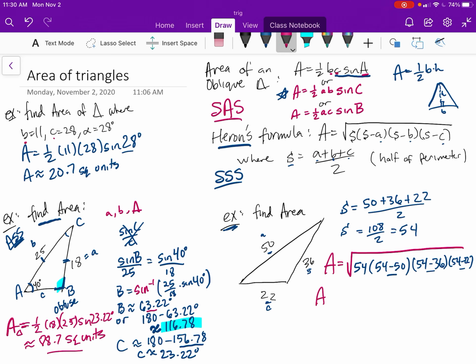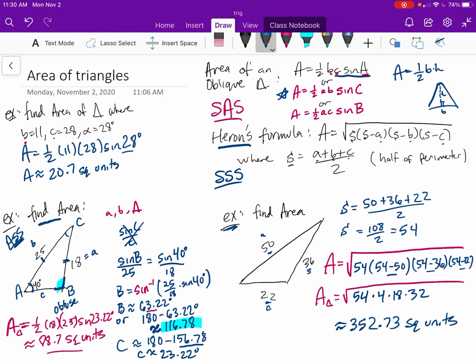So the area, not big A, not angle A, but the area of the triangle is the square root. We'll just take our calculator and do 54 times 4 times 18 times 32 and square root that all. And you get about 352.73. Again, we're doing area, so square units. All right. So again, we didn't do half the base times the height. If I know all three sides, I can also find the area of a triangle.